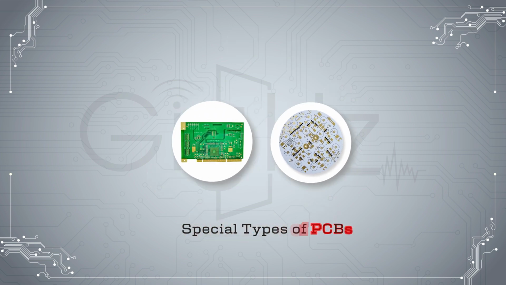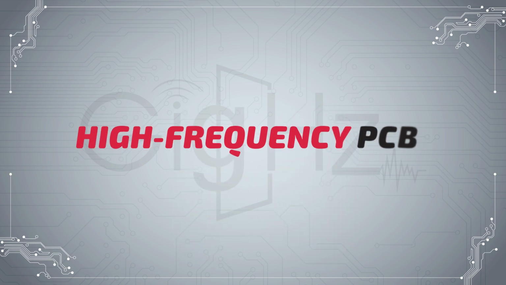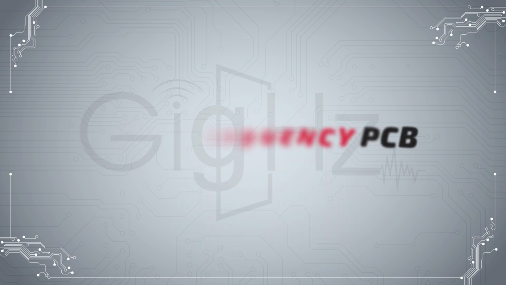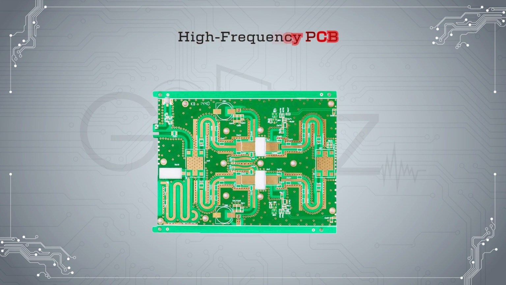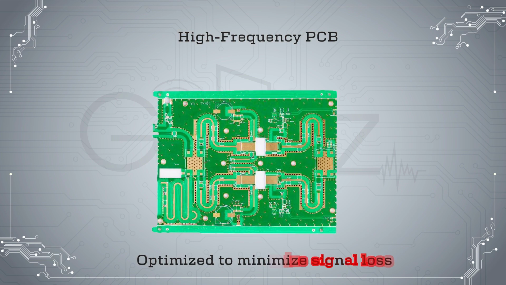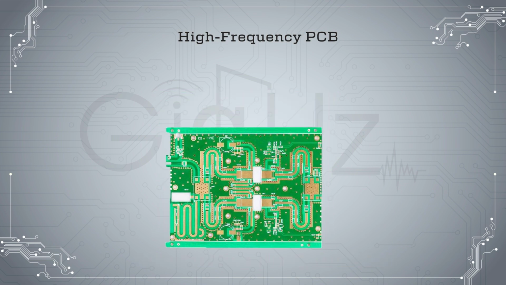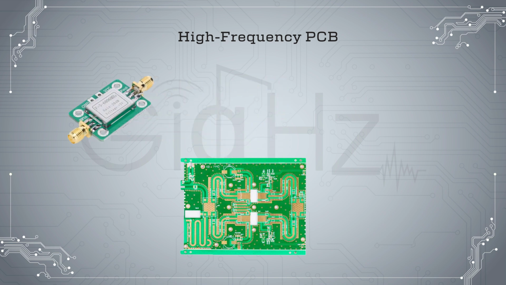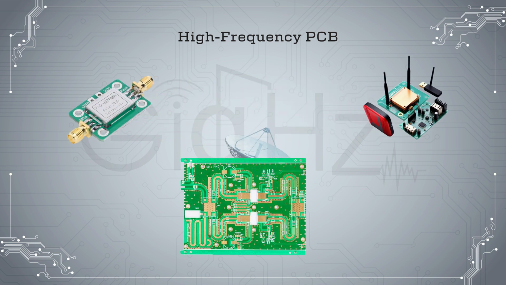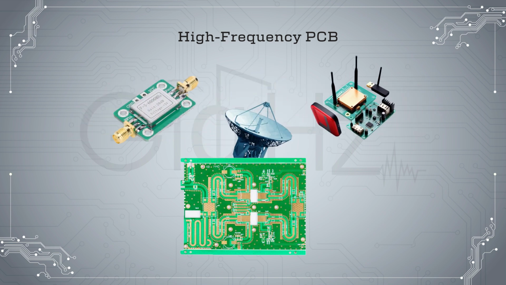Special types of PCBs. Some PCBs are designed for specific applications. High-frequency PCB. High-frequency PCBs are optimized to minimize signal loss, making them suitable for RF amplifiers, communication systems, and radar applications.